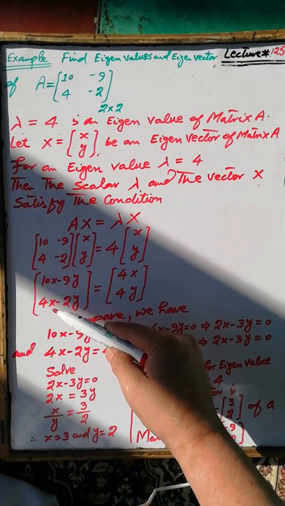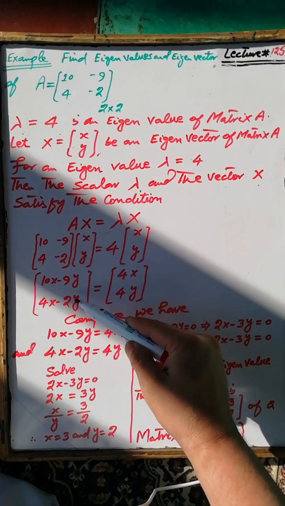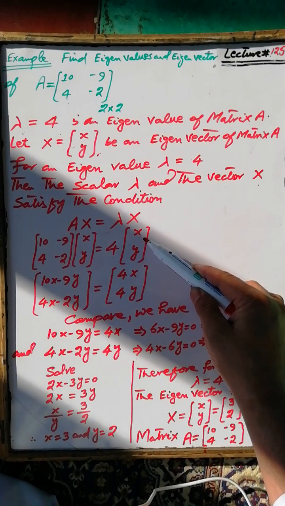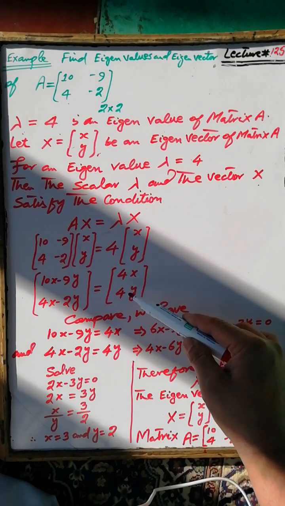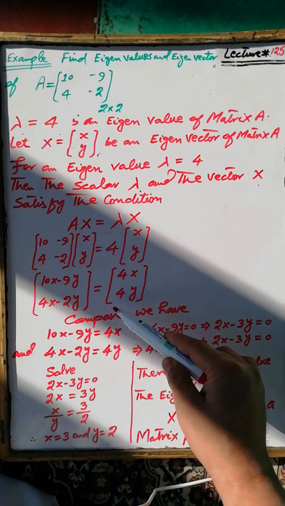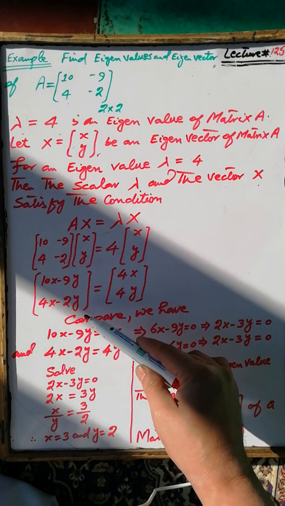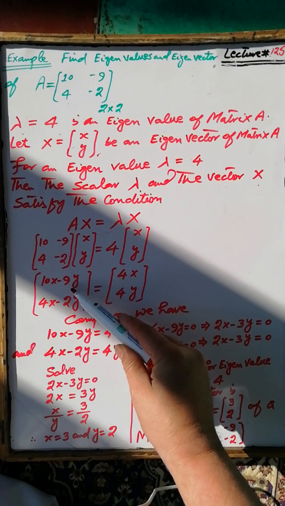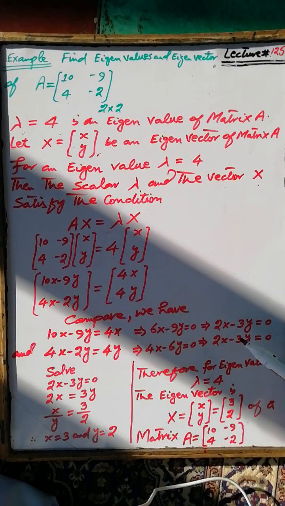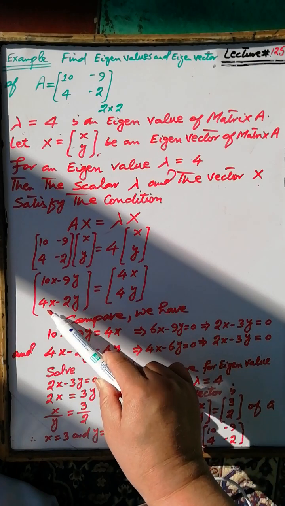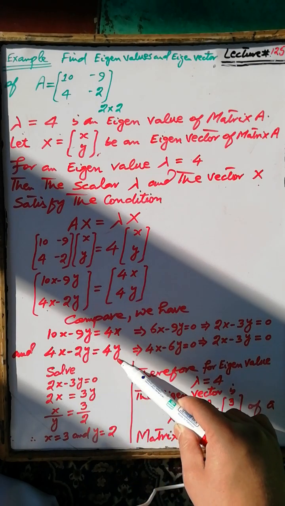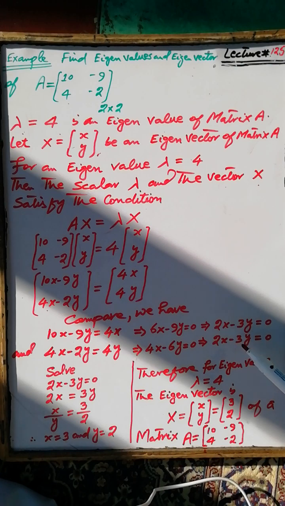10x minus 9y and 4x minus 2y is equal to 4x and 4y, and these are 2 cross 1 matrices. According to the condition of equality, we have 10x minus 9y is equal to 4x, and after simplification the result is 2x minus 3y is equal to 0, and 4x minus 2y is equal to 4y, and after the simplification, the result is the same, 2x minus 3y is equal to 0.